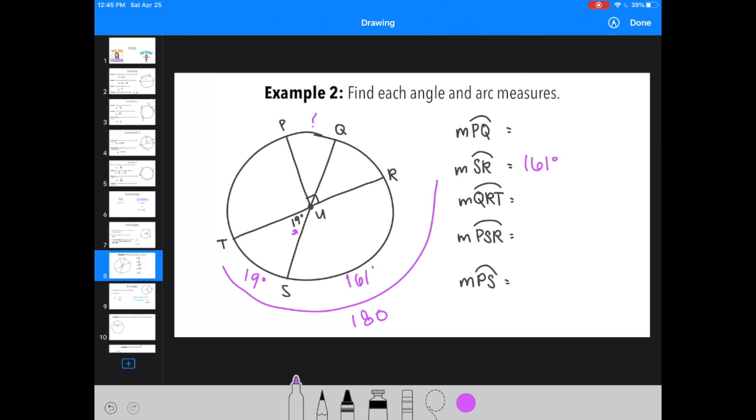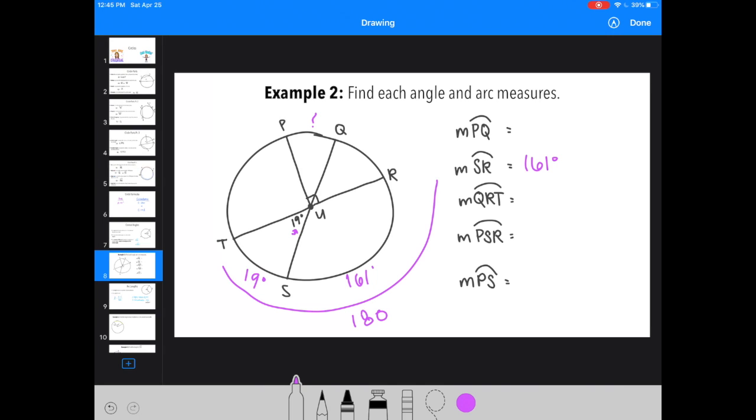All right, so if TSR is 180 degrees, what's going to be the measurement of TPR? So this other half, well, that other half is going to be 180 degrees. But is that going to help us right now? Not really. So let's back up here. I am wanting to find PQ. How do I get to PQ?